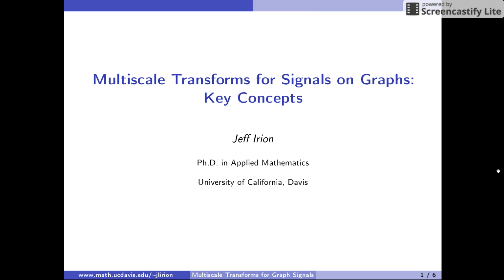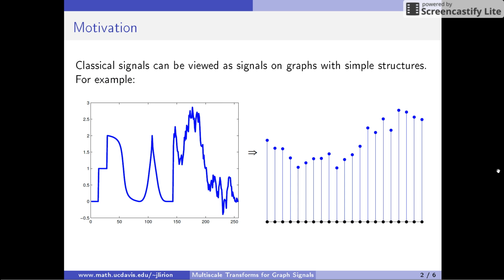This is a brief presentation covering some of the key concepts behind my graduate research in applied math at UC Davis. We'll start with motivation. Classical signals can be viewed as signals lying on very simple graphs. For example, on the left, we have a one-dimensional signal, which could be part of an audio signal. On the right, we're visualizing the signal as lying on the nodes of a path graph.